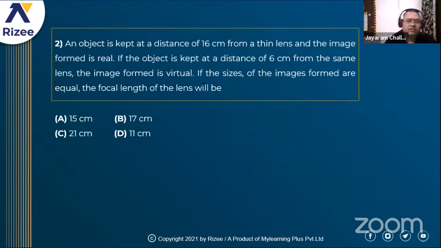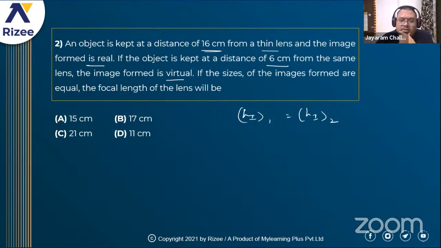Now coming to the next question: an object is kept at a distance of 16 centimeters from a thin lens, and the image formed is a real image. If the object is kept at a distance of 6 centimeters from the same lens, the image is formed as a virtual image. Now, if the sizes of the images formed are equal, that means the height of the image in the first case, hi, is equal to the height of the image in the second case, the virtual one. Now he is asking what the focal length of this lens is going to be.